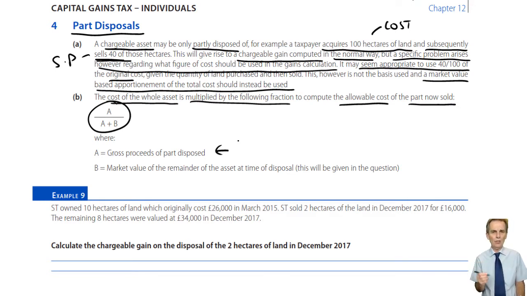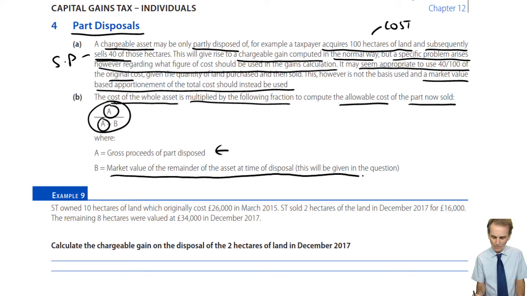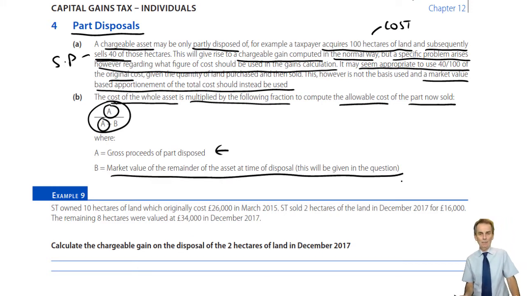How much did you sell this bit for? Over that same figure, so gross proceeds over gross proceeds, again, of the bit now sold. And that bit plus B, that's the market value of the remainder of the asset. The market value of the remainder. That is a figure that you can't make up for yourself. It's got to be given to you by the examiner and will be given in the exam.